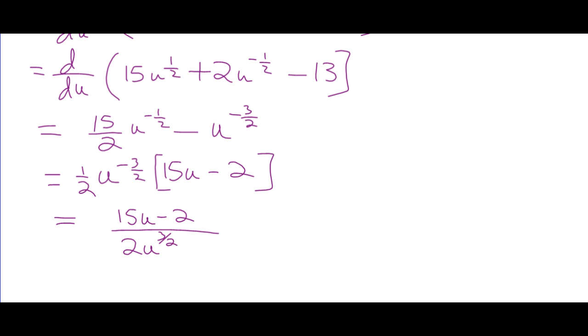So instead of just factoring out the u, we factor out basically what's going to end up in the denominator, right? So 1/2, and then the u to the negative 3 halves, the lowest power. And then what's left? 15u minus 2. And now we could put the 2u to the 3 halves down in the denominator where it belongs. There it is. Nice and clean.